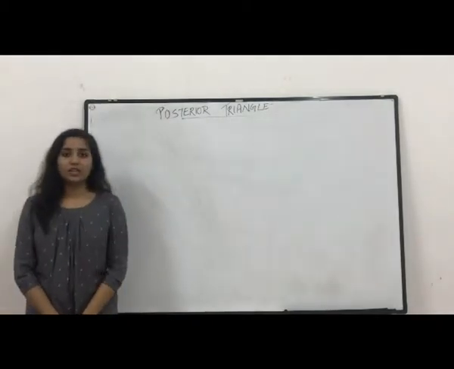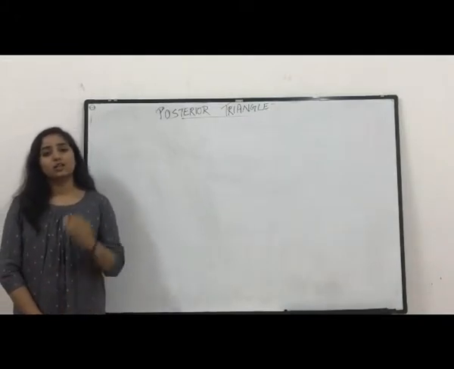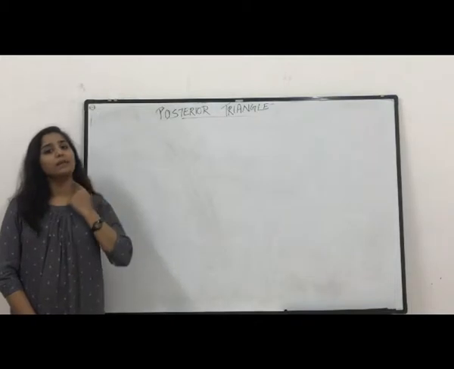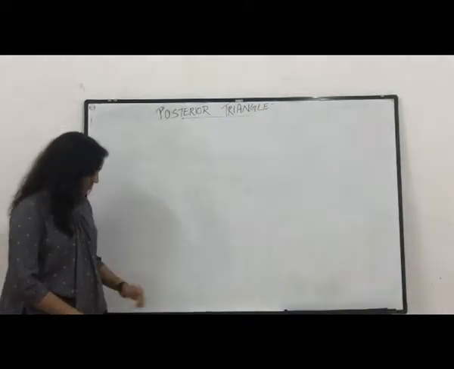So first we'll see the location. So where is the posterior triangle located? It is located on the lateral side of the neck behind the sternocleidomastoid muscle. Behind the sternocleidomastoid. So now let's see the boundaries.